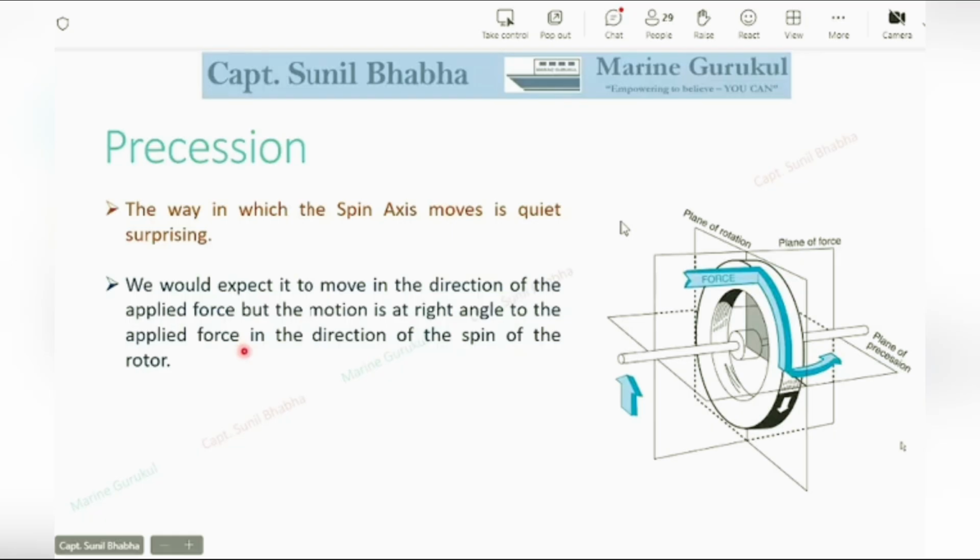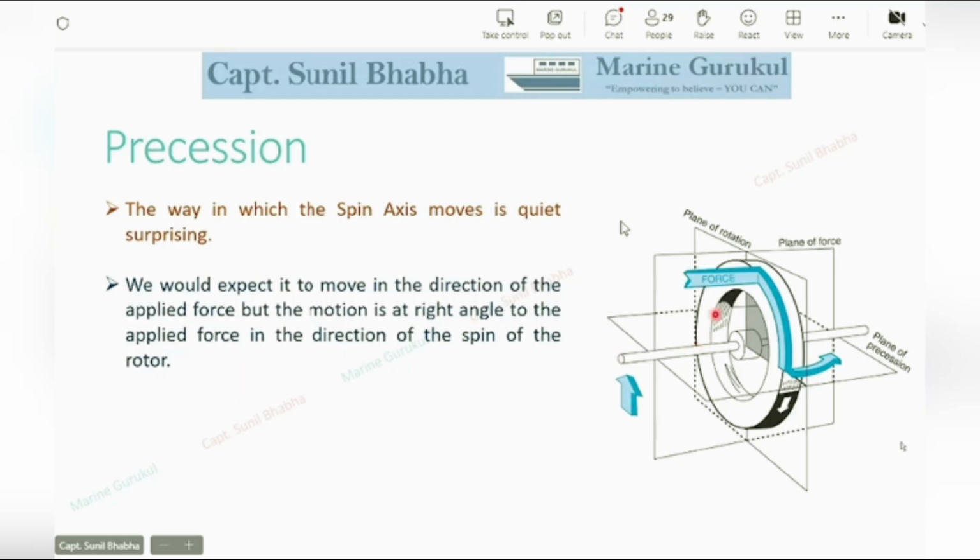Now, if you talk of right angles, then there will be two directions. If you are applying a particular force, there will be two directions at right angles to the applied force. So in which direction will the spin axis move? It will be at right angles to the applied force in the direction of the spin of the rotor. Now this is a little difficult to understand theoretically. Let's try to understand using a diagram.